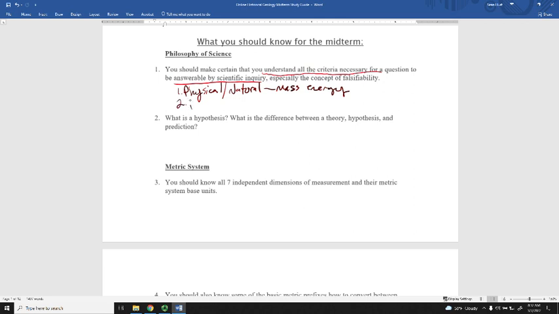Another thing that we talked about is things need to be falsifiable. So, whoops, I forgot my L. Falsifiable. Now, what does falsifiable mean? Falsifiable means that it has to be capable of being proven true or false by evidence. Okay, and that's an important part right here.